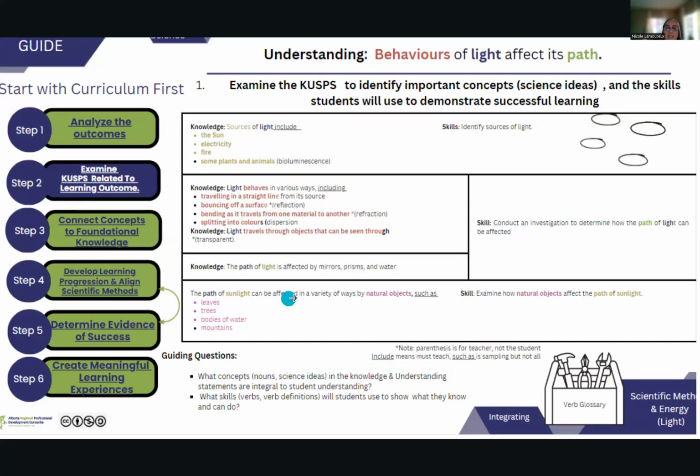Now, the path of sunlight can be affected in a variety of ways by natural objects. We know such as means it's a sampling. You don't have to do all of them. And I've color-coded those natural objects.